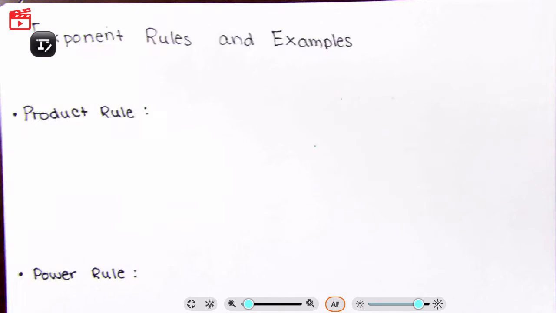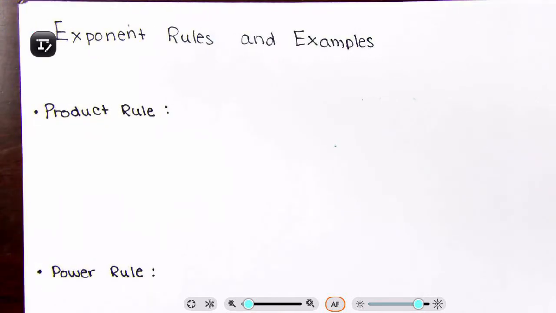In this video we will be discussing our exponent rules and we're going to be doing a few examples. As always, if I make a mistake, I am human. Please let me know where the mistake occurs so that I may learn from it and you may learn from my mistake as well. Let's get started with the product rule.